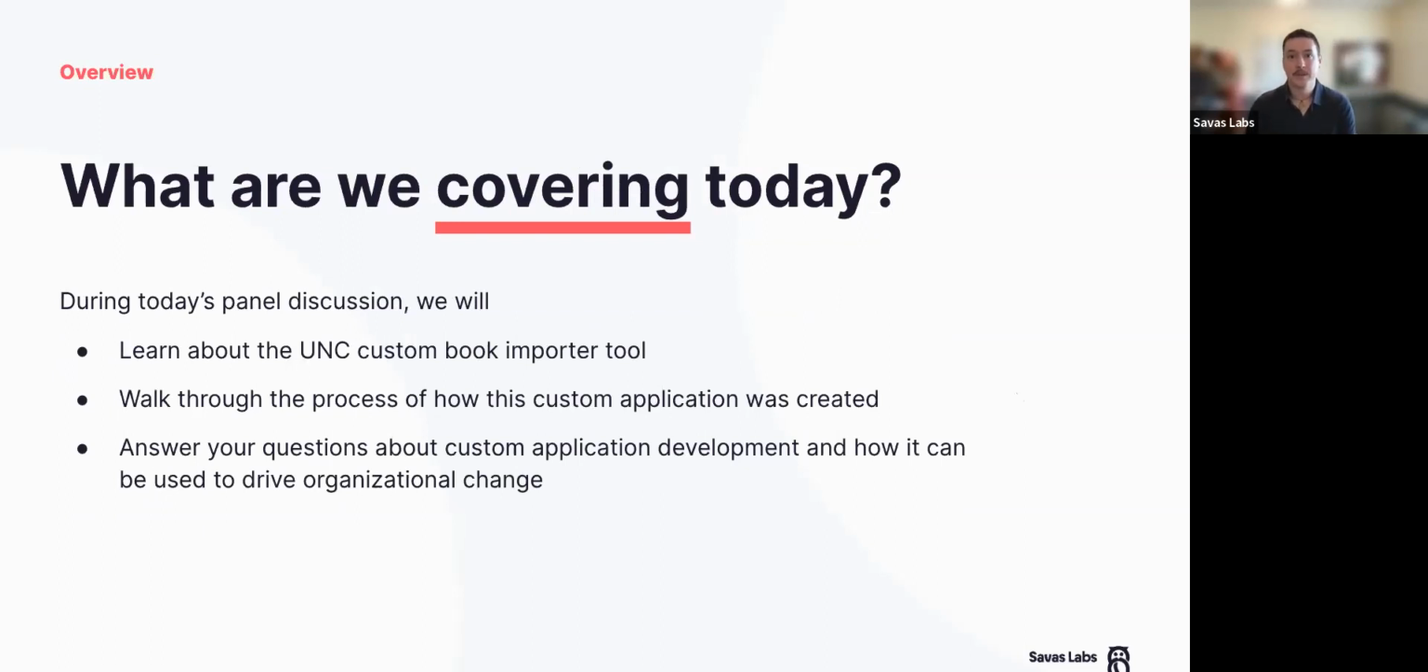So here's what you can expect to learn from today. We are going to be walking through the University of North Carolina's custom book importer tool. We're going to use that as a project to give a really good example of what a custom application project can look like, feel like, and ultimately do. We're going to walk through the process of how that application was created. And we're going to be answering questions throughout the panel discussion, as well as your own questions about that development process and how it can be used to drive organizational change and growth, both in this instance, as well as how it could be done for you and any ideas that you have.